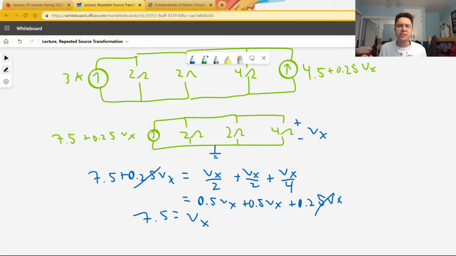Observe that I ended up using nodal analysis at the end because it was convenient. I mean, it was a single node. Really, I was just using Kirchhoff's current law and Ohm's law, but using Kirchhoff's current law and Ohm's law is the essence of nodal analysis.